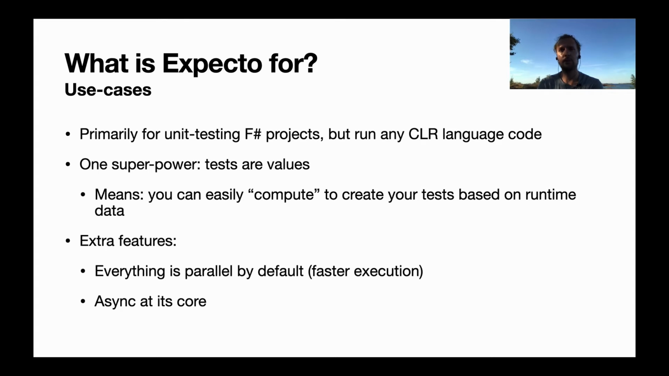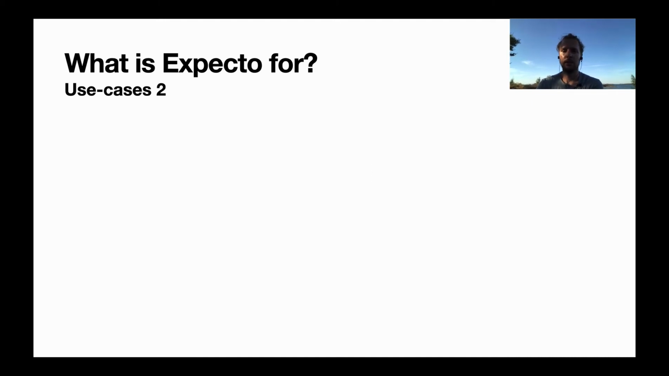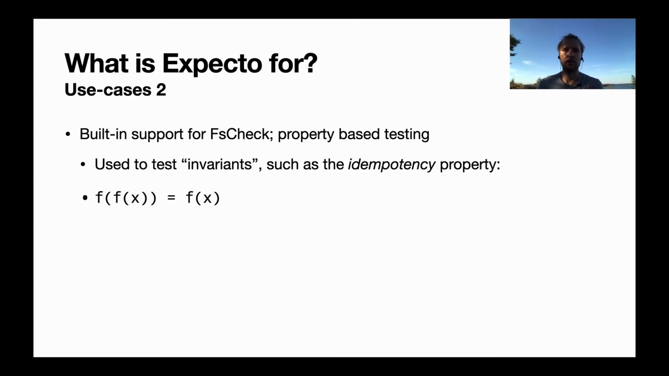It also has a couple of extra features, such as everything is parallel by default, which in turn means faster execution and less waiting for tests to complete on your CI servers. It's also async at its core, which is quite nice because you can then test tasks and other things.